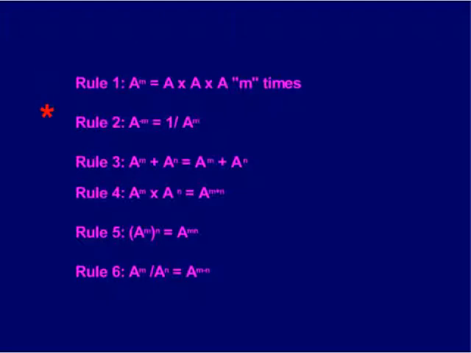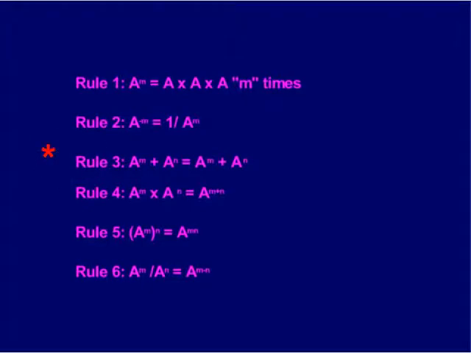Okay, rule number 2. A to the negative m equals 1 over a to the m. Anytime you have a negative exponent, that means there's an exponent in the denominator. Concomitantly, if you see an exponent in the denominator, it's illustrated with a negative exponent.